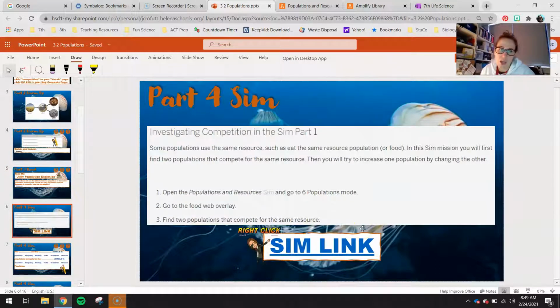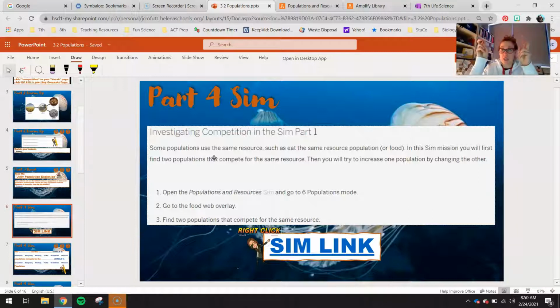Okay, and then going on, we have a little simulation for you guys to do, and this will really be the bulk of your assignment from here on out. So investigating competition in the sim, part 1. This is the part where you get to use the 6 population mode of the sim. You will be looking at 6 different organisms and how they interact in a food web. Some populations use the same resource, such as eat the same resource, population, or food. In this sim mission, you will first find 2 populations that compete for the same resource.